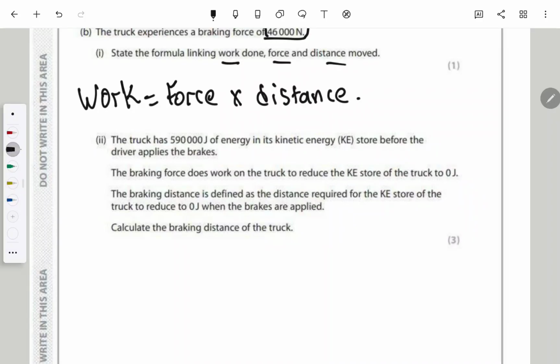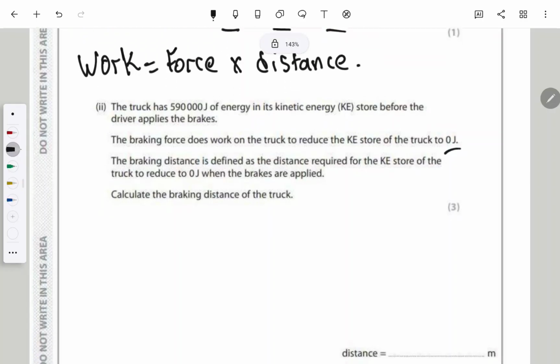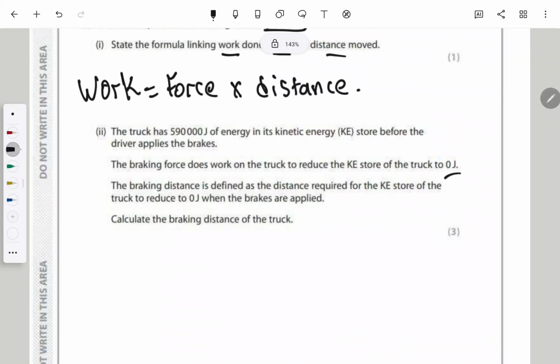The truck has this number of joules of energy in its kinetic energy store before the driver applies the brake. The braking force does work on the truck to reduce the kinetic energy of the truck to 0 joules. The braking distance is defined as the distance required for the kinetic energy store of the truck to reduce to 0 joules when the brakes are applied. Calculate the braking distance of the truck.